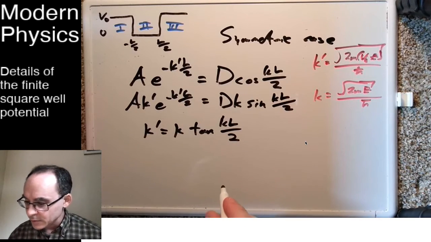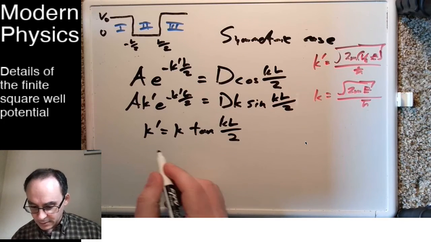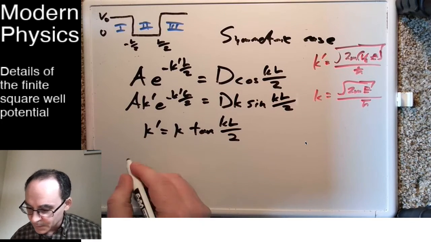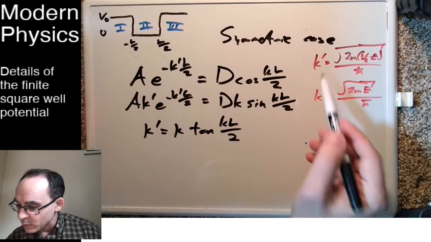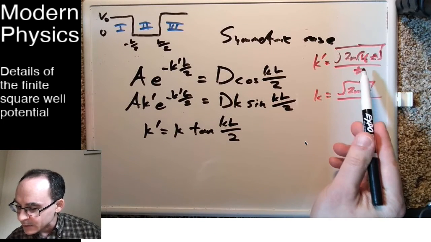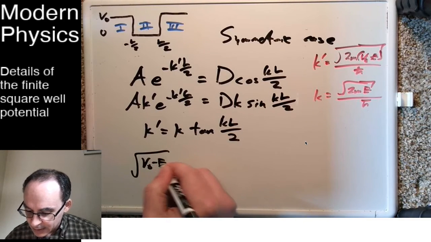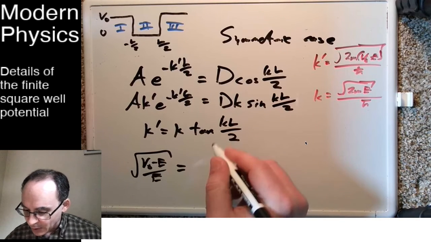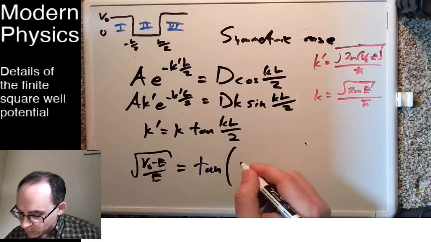And so let me do a little bit of writing this out. I'm going to move the k here to the other side and write this as k prime over k equals tangent, and then I'm going to substitute this in for k prime over k. So when I do k prime over k, all the stuff that's the same cancels, and I wind up with the square root of (V naught minus E) over E, the square root of E, equals, that's the k prime over k term. And then for the tangent, I'm just going to write in what k is.